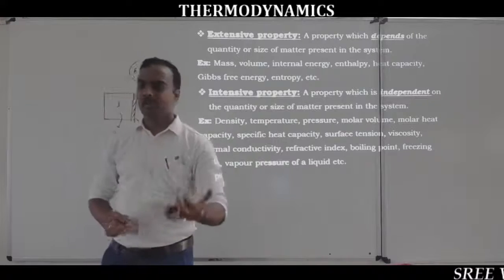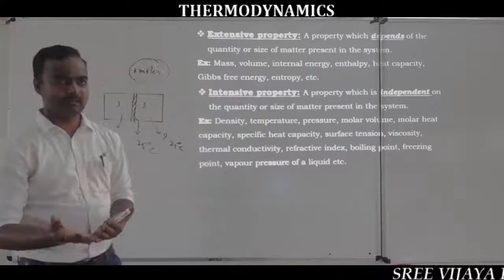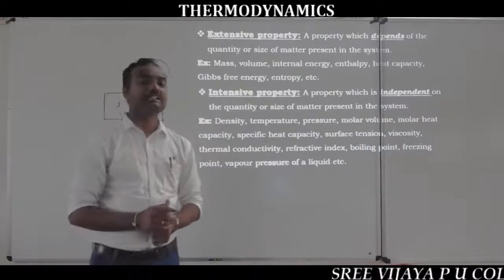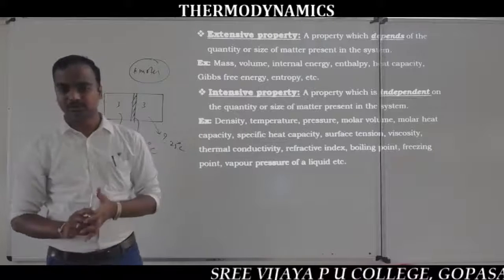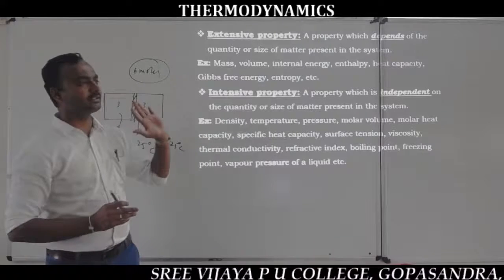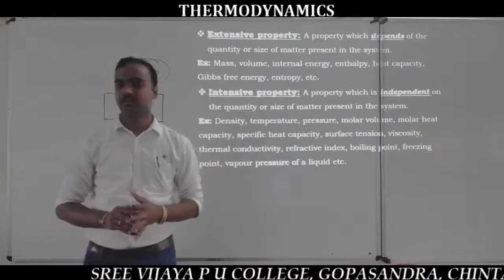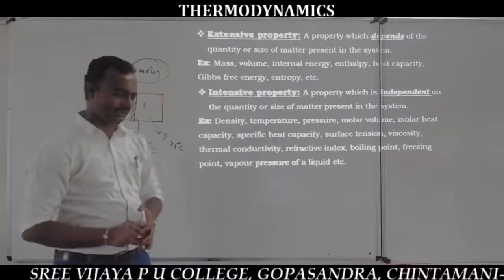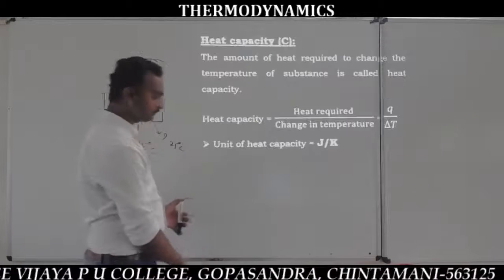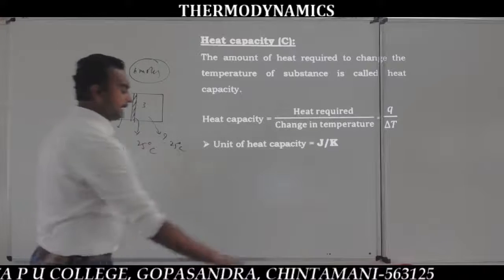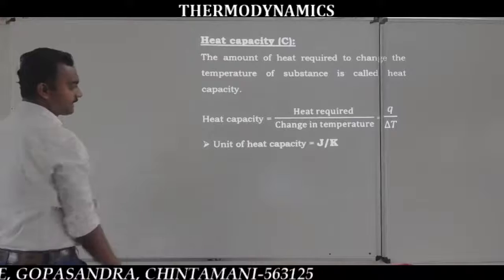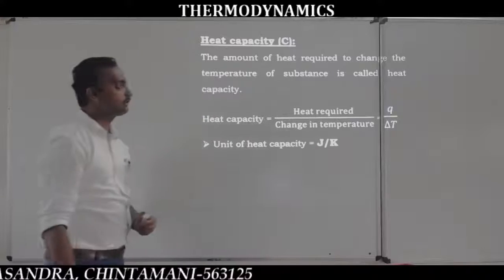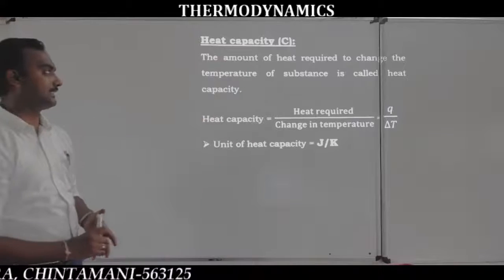Questions usually asked in competitive exams are: among the following, which is not an extensive property, which is an intensive property, which is not an intensive property, and so on, just to remember the properties which are intensive and extensive. This is completely memory based. Okay, so next is heat capacity. Then there is also specific heat capacity and molar heat capacity.